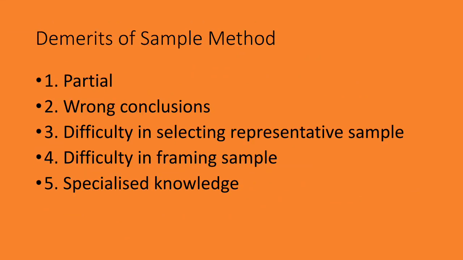The demerits of sample method are: partiality can be done here, bias by the investigator can occur, and wrong conclusions can result, because if some important items are left out then obviously the conclusion drawn will be wrong. It is also very difficult to choose which particular unit can be our sample, and we can face the difficulty of framing a sample, meaning the qualities of samples will not be clear to us. Also this method needs specialized knowledge to be implemented.